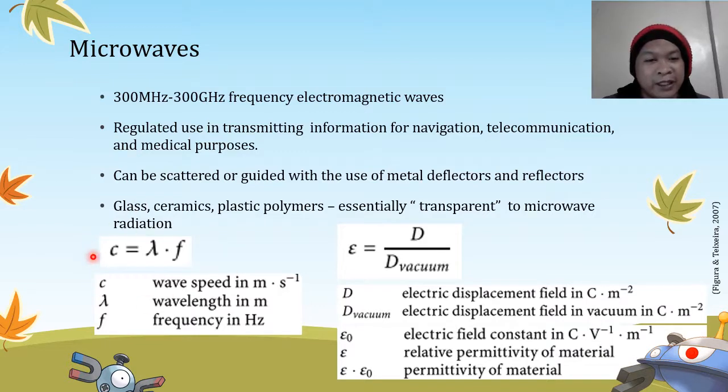Alright, so recall that the speed of light is equal to the product of wavelength and frequency. So to get the equivalent wavelength or frequency, you just divide the speed of light by the other parameter. And recall that the relative permittivity of the material is the ratio between the electric displacement field divided by the same electric displacement field if it was in a vacuum.